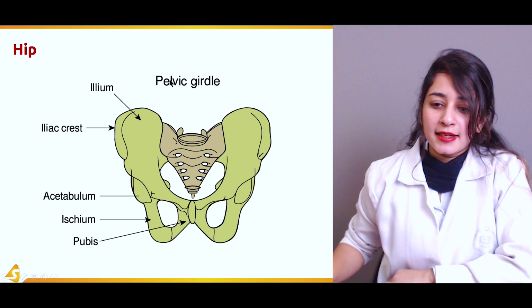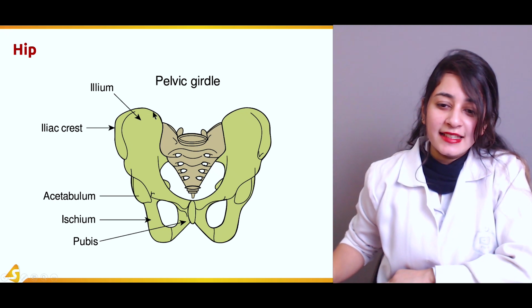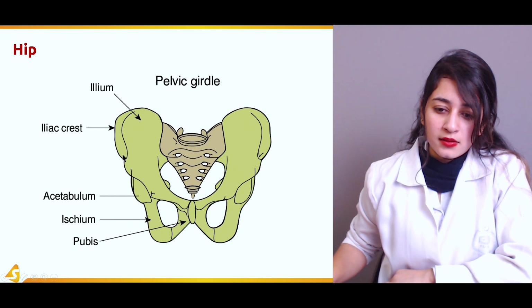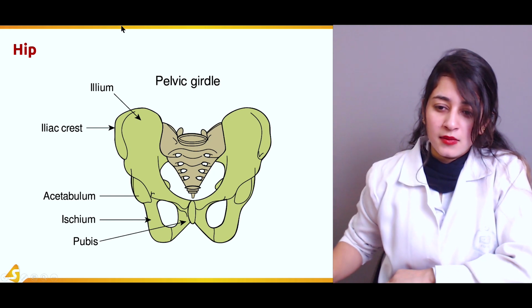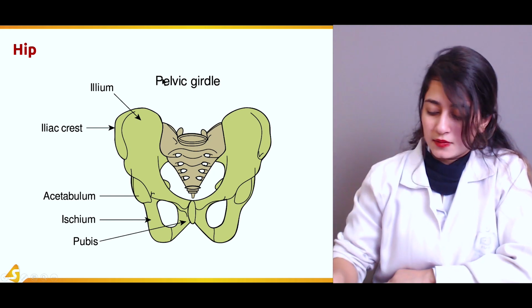So this is the diagram. This is ilium, this is iliac crest, this is hip bone. Then here we have acetabulum, this is pubic bone, here we have ischium, this whole is pelvic girdle.